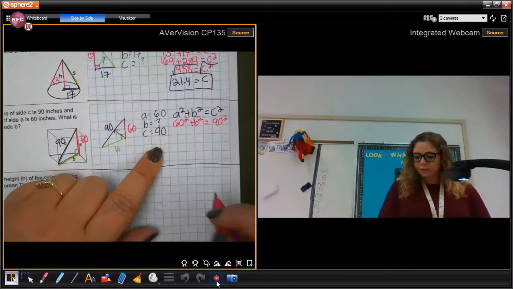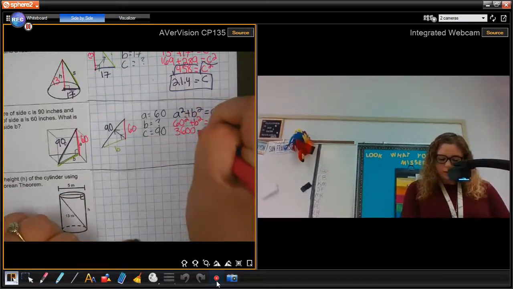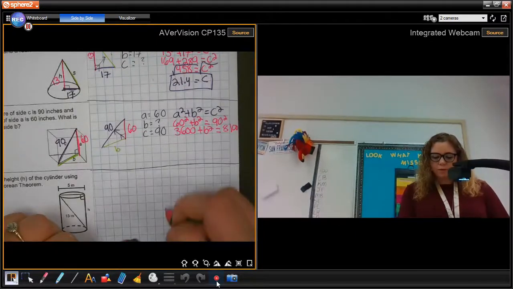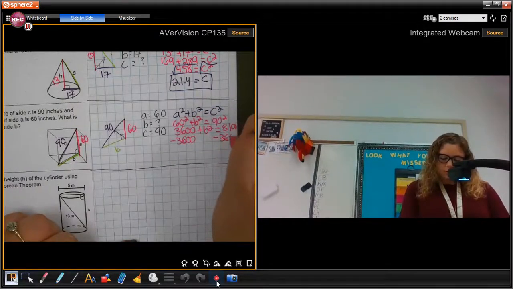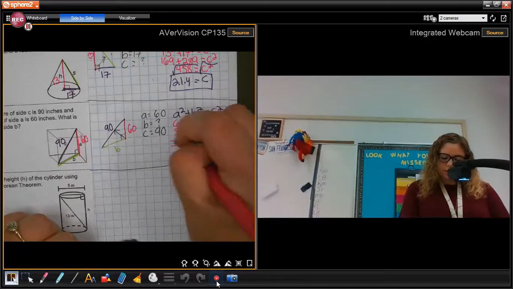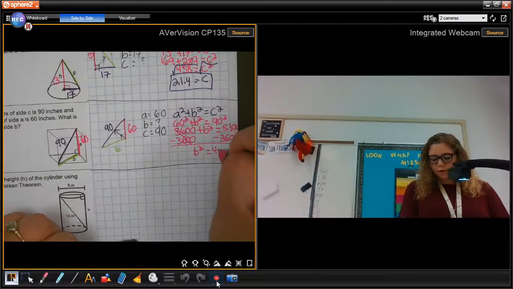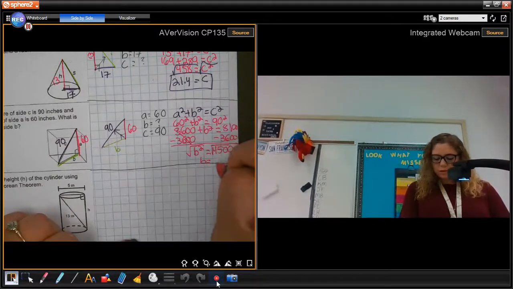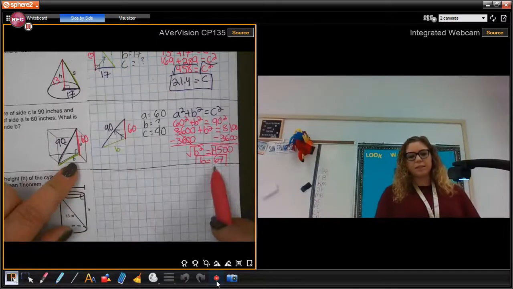Squared, and then I'm going to subtract. So 60 squared is going to give me 3,600. 90 squared is going to give me 8,100. Then I'm always going to subtract 3,600 from both sides. And I'm going to get 4,500. Take the square root. B is going to give me 67. Okay, so that missing length is 67.